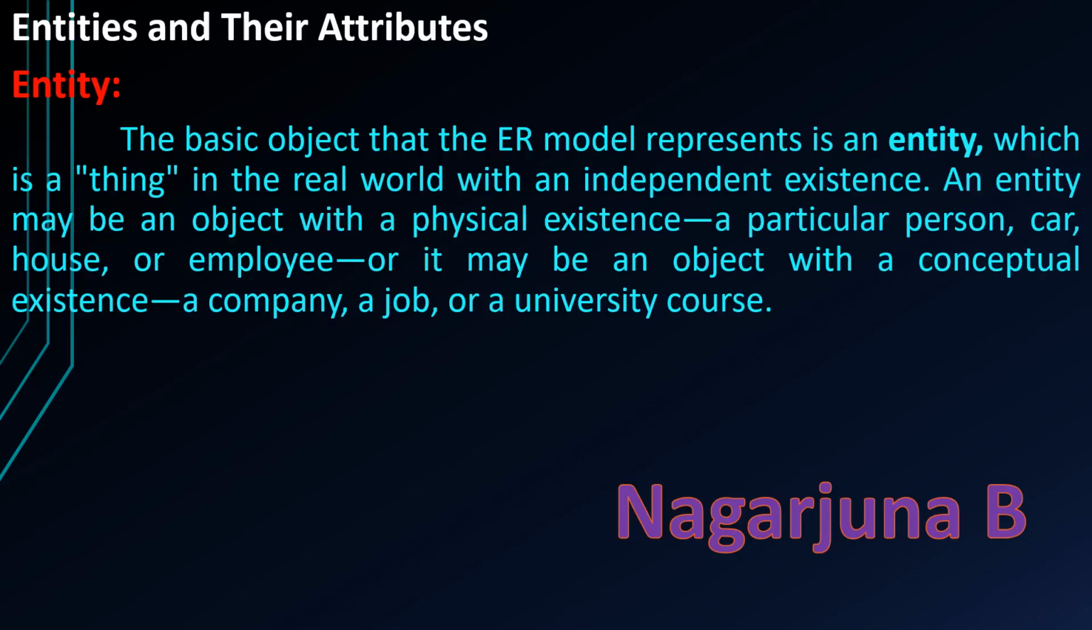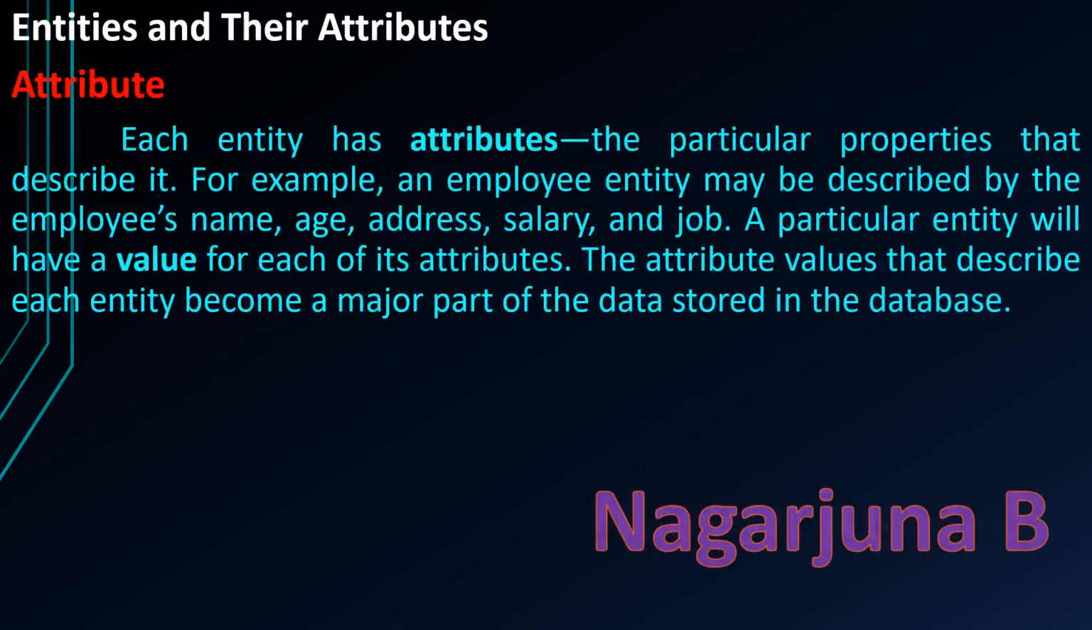The basic object that is represented in an ER model is entity, which is a thing in the real world with an independent existence. Attribute: each entity has attributes. An attribute describes a particular property of an entity. For example, employee is an entity, and the employee entity may be described by name, age, address, salary and job of an employee, and each entity will have a value for each of these attributes.